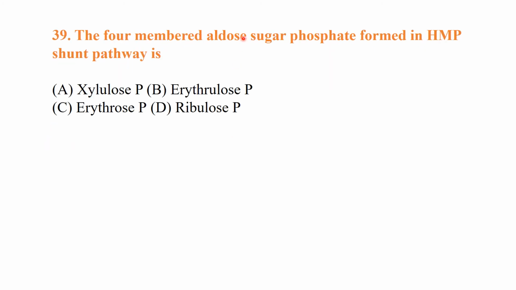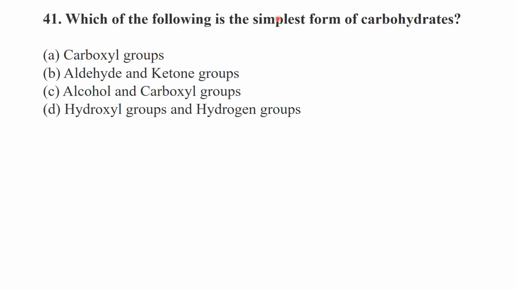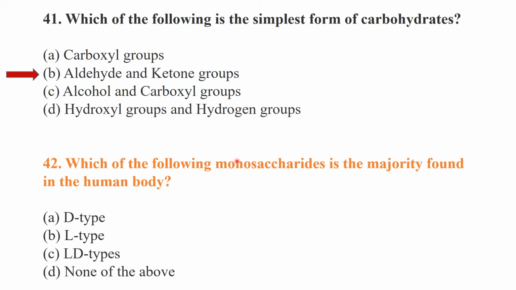The four-membered aldose sugar phosphate formed in the HMP shunt pathway is erythrose. Cane sugar injected into blood is unchanged and undergoes no specific change. Which of the following is the simplest form of carbohydrates? Aldehyde and ketone groups are the simplest forms of carbohydrates. Which of the following monosaccharides is found in the majority in the human body? The majority of monosaccharides in the human body are the D type.